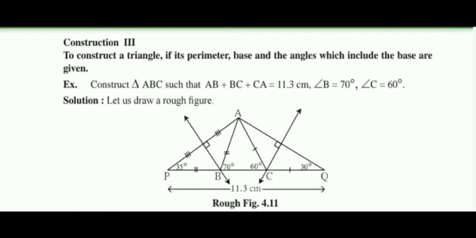Then we have constructed the perpendicular bisector of side AP and side AQ, and the intersection points you can see in the diagram are point B and point C. In the last step we have joined point B and A, that is AB, then point C and A, that is AC. In this way you have got your triangle ABC. So here angle B is 70 degree and angle C is 60 degree. So this is the rough figure.